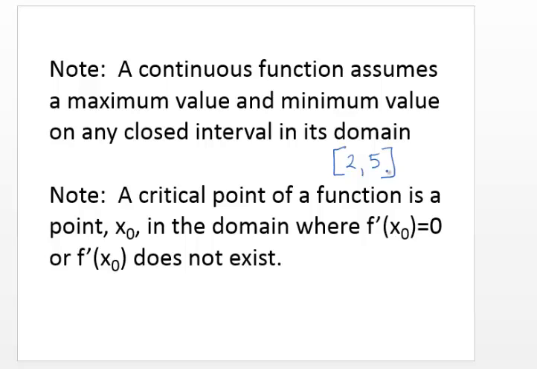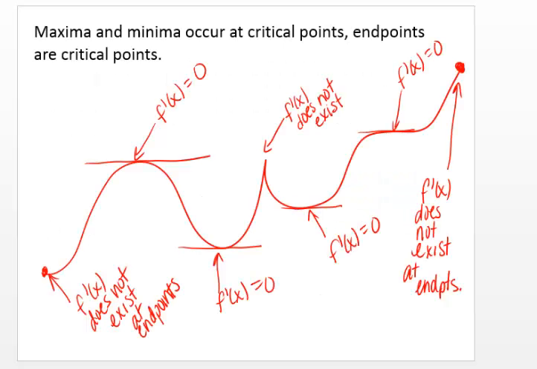A critical point is something that we're going to be defining today, and it is where f prime of x is equal to 0, or f prime of x does not exist. Those are the two things that we're going to be looking at for critical points. So critical points are simply spots where maxes and mins can occur.